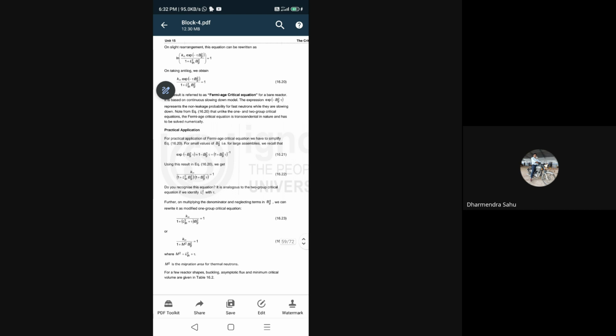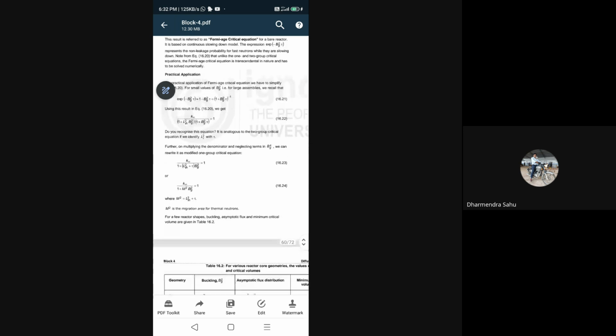Again, on multiplying the denominator and neglecting terms in Bg to the power 4, we can rewrite it as the modified one group critical equation. And it is nothing but k infinite by 1 plus L thermal square plus tau times Bg square is equal to 1. Or you can write k infinite by 1 plus m square Bg square is equal to 1, where m square is equal to L thermal square plus tau, and m square is nothing but the migration area for thermal neutrons.